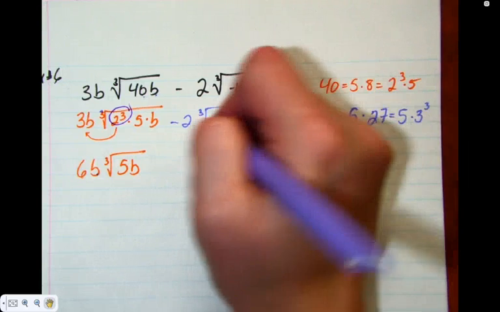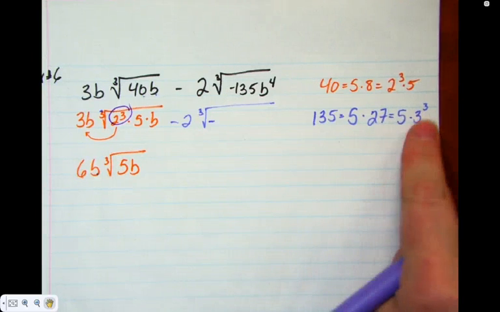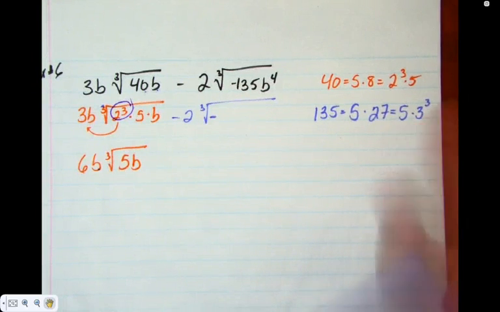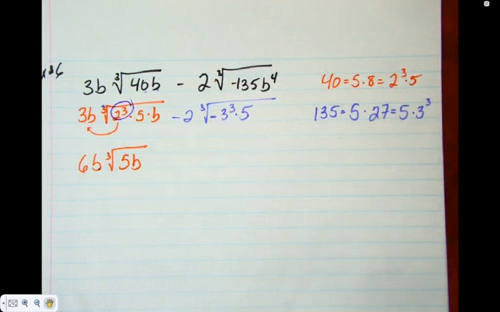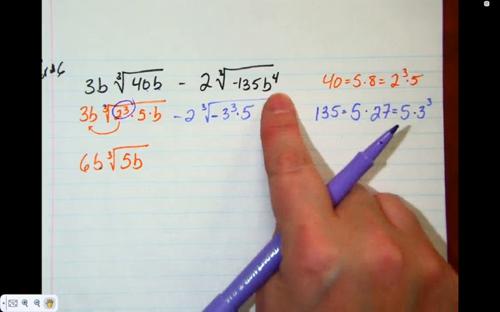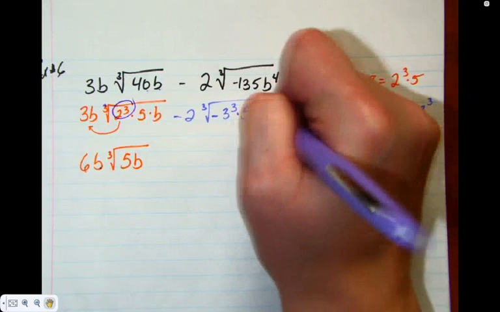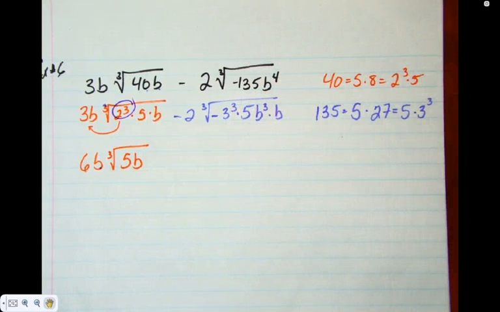I just stick him in front. I just leave him where he is for now. And I'm going to write the cube part first, because my brain likes it to be in front. So my negative 135 is now negative 3 cubed times 5. What do I do with this b to the 4? So I want to put him into groups of 3, so a b cubed times a b.